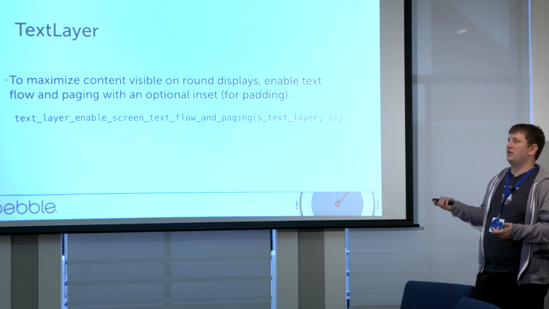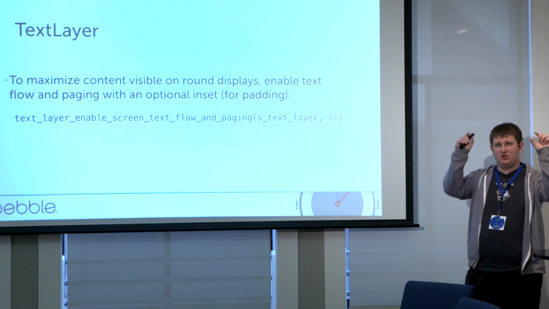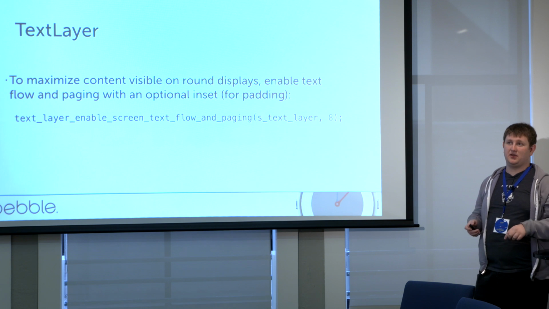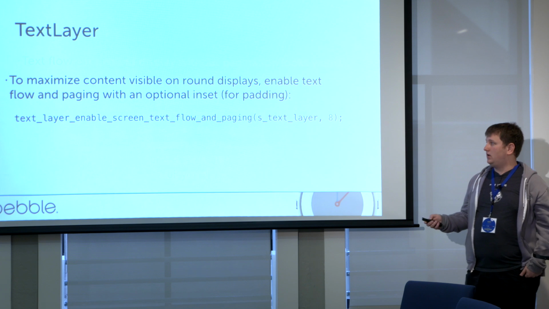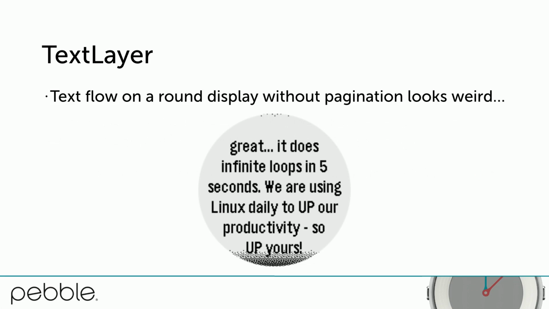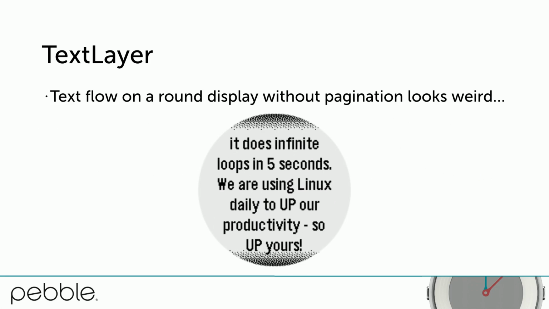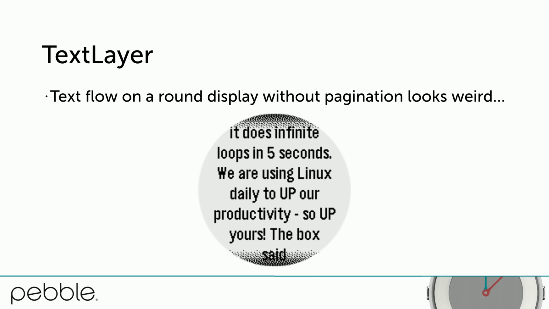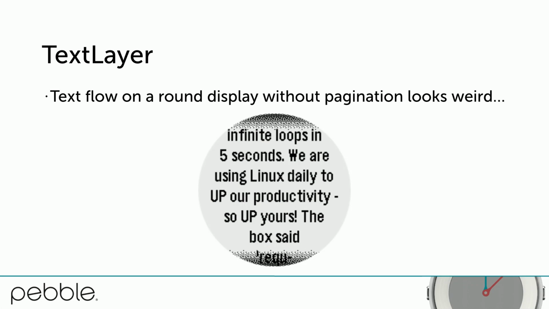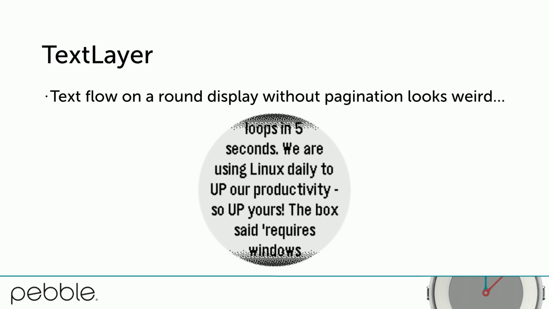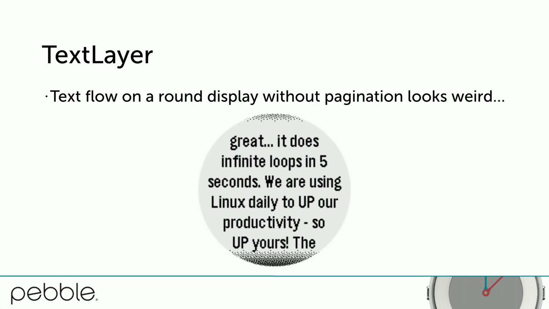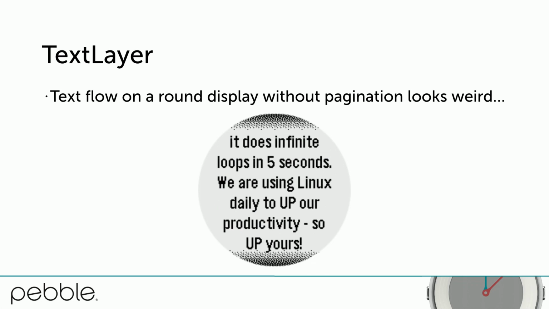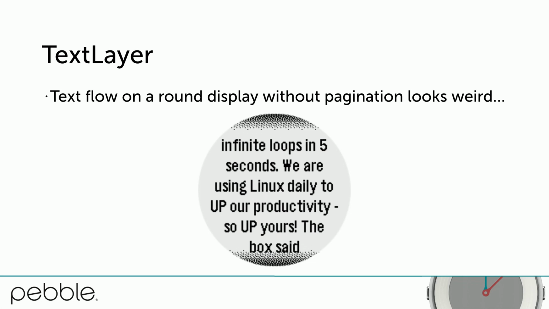And in this example, we're using 8 for the padding, which just means we'll have 8 pixels on all sides of the round display, or also rectangular display, if you were to call this on a rectangular display. And it also enables paging, which is important because if you were to scroll a text layer on a round display without paging, then the text would reflow as you scroll, and it just looks kind of weird. So by calling that function, you also enable paging, which means that your text layer will be scrolled by a full page worth of text content as opposed to just a few pixels, which would incur the text reflowing.